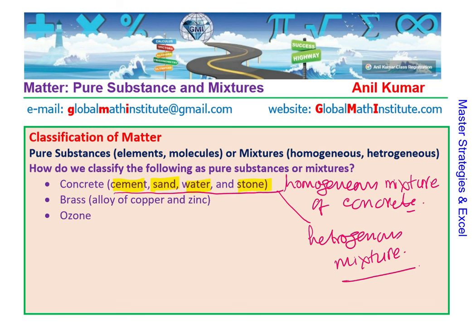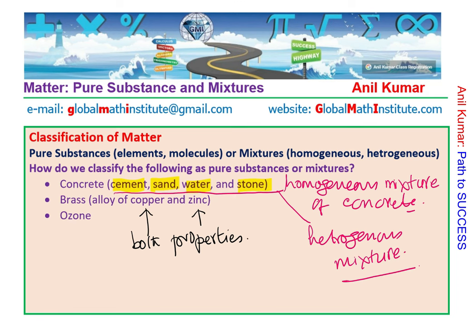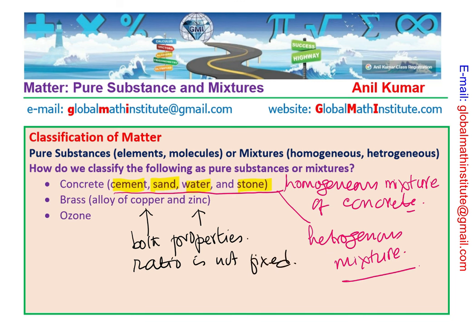Now, brass, which is an alloy of copper and zinc, what do you think this is? Well, truly speaking, in brass, it has properties of both copper and zinc, right? So, both properties. And the ratio is not fixed. Well, we could have normally 67% copper, 33% zinc, right? Normally it is approximately that. But close by, you understand? It varies.